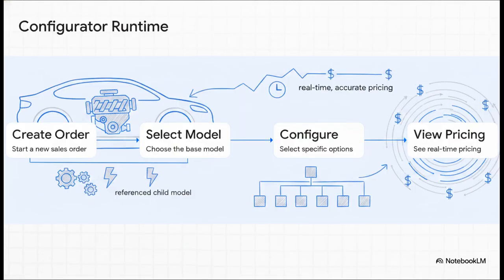Well, when a user selects a configurable model, they hit Configure and Add, and that launches the configurator runtime. Think of it like a giant puzzle. Say a customer is ordering a car. That's our main model. But the car has an engine, which is a reference child model with its own specific choices, like cylinder count or a turbocharger. The user drills down into the UI, configuring all these nested pieces. And while they do, Order Management is actively calling the Oracle Fusion pricing engine to display real-time, accurate pricing for every single tweak. It's incredibly dynamic.